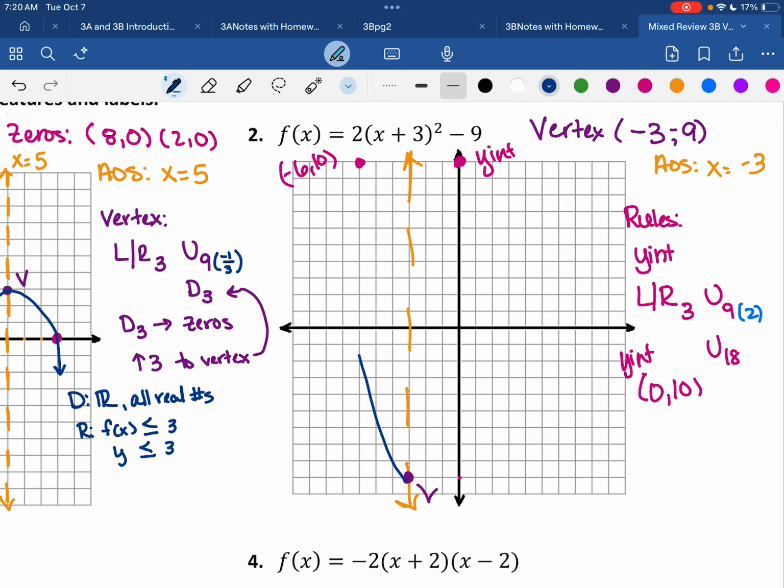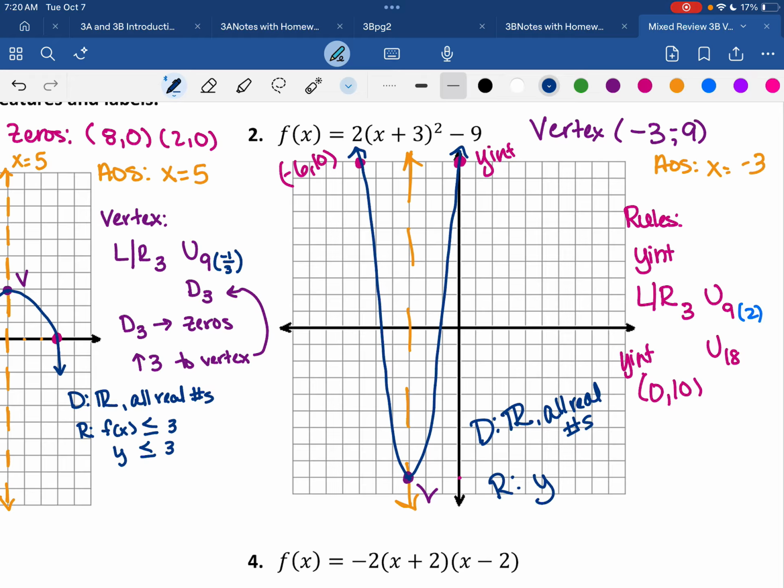Plot my points. That is a really bad graph. And then domain is all real numbers. And range is y is greater than -9, because I am open up to the top. And if you want to use f of x, you may. These are cool either way. It's up to you.